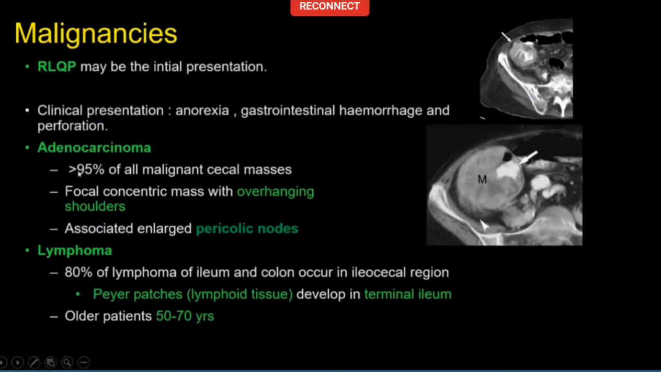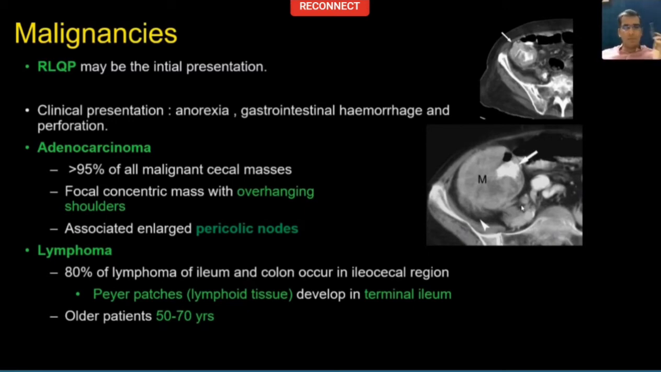Adenocarcinoma: 95% of all malignant cecal masses will present as adenocarcinoma. It may show as a focal concentric mass with an overhanging shoulder. It may be associated with pericolic nodes. The next in line is a lymphoma.